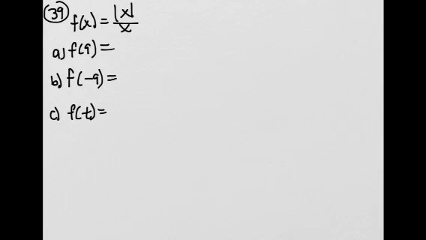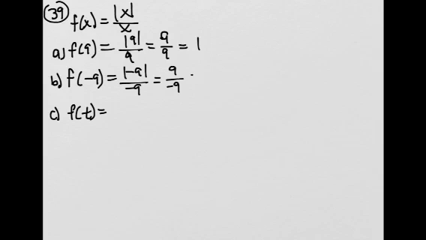Okay, so f of 9. Replace the x's with 9's. So the absolute value of 9 is 9. So 9 over 9 is 1. The next problem, the absolute value of negative 9 over negative 9. So the numerator is 9, the denominator is negative 9, and we get negative 1.